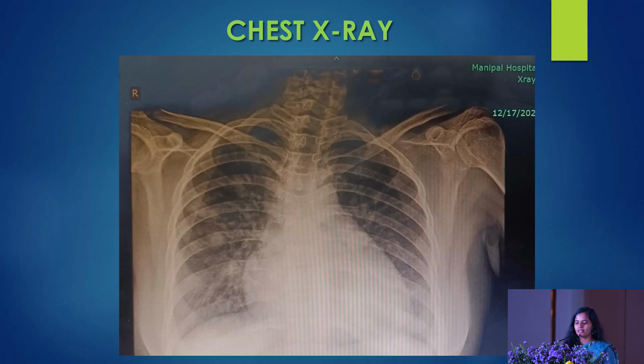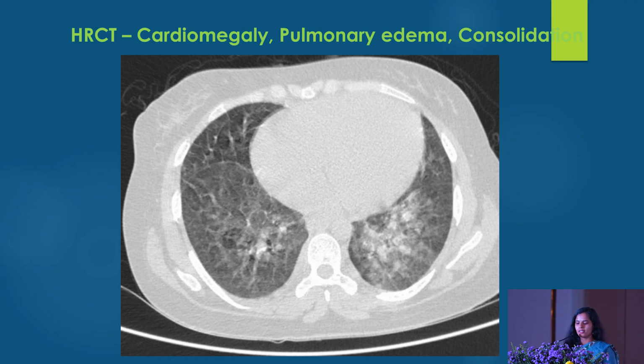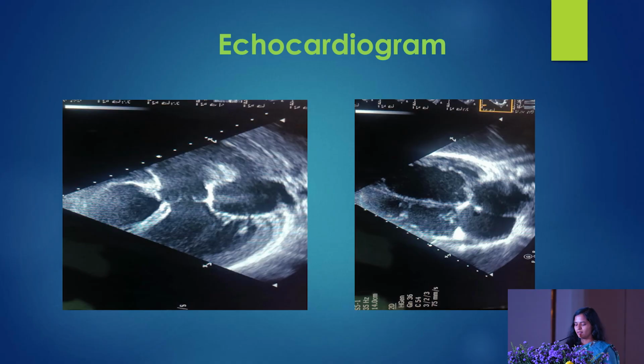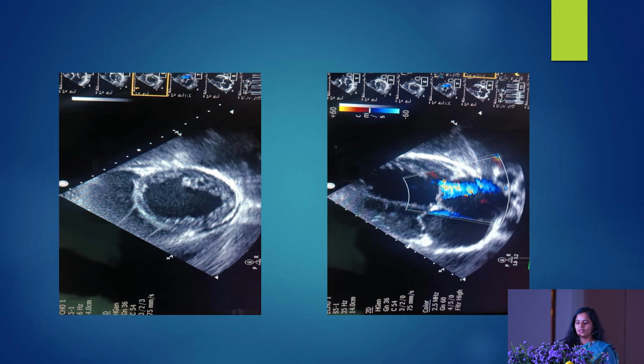This is the X-ray. You can see cardiomegaly, increased pulmonary vascular markings. She was referred for high-resolution CT showing cardiomegaly, pulmonary edema, and lung consolidation. We did an echo in the ER. This is a parasternal long axis view showing dilated LA and LV and reduced LV systolic function, and the apical four-chamber view showing dilated LA and LV with global hypokinesia of LV. This is a short axis view showing reduced LV systolic function, and a four-chamber view showing moderate mitral regurgitation.